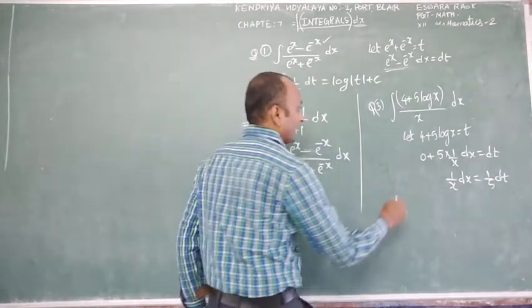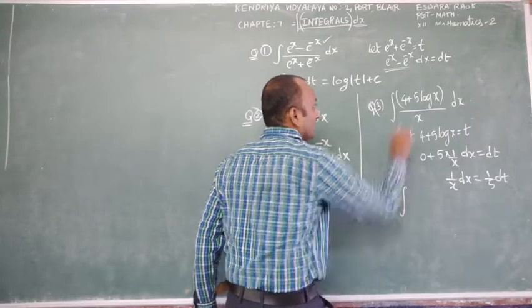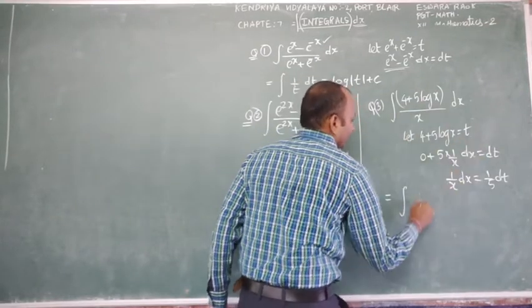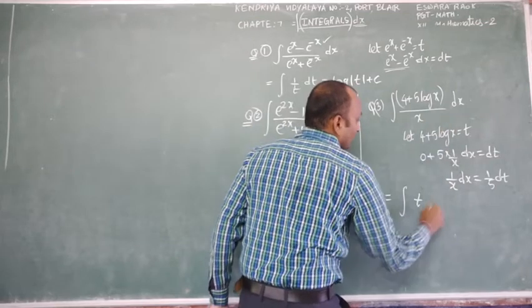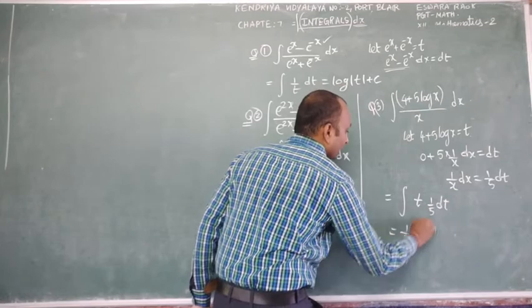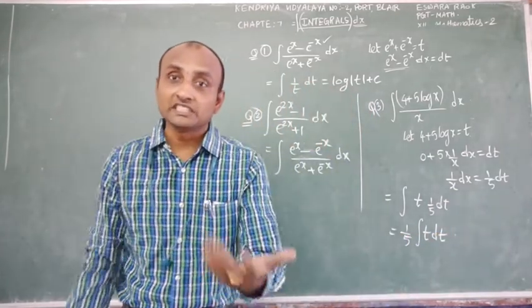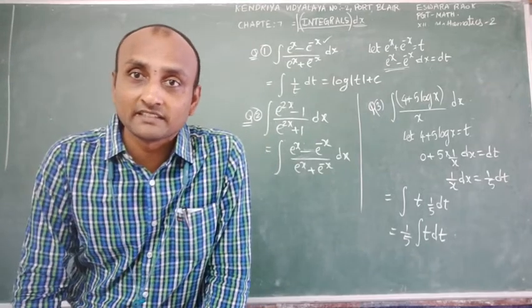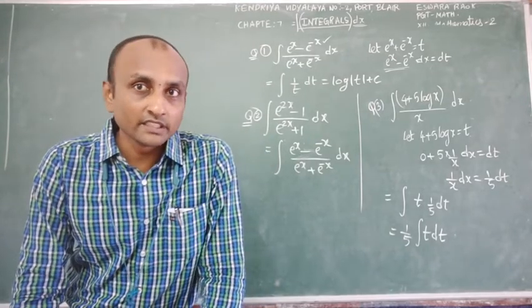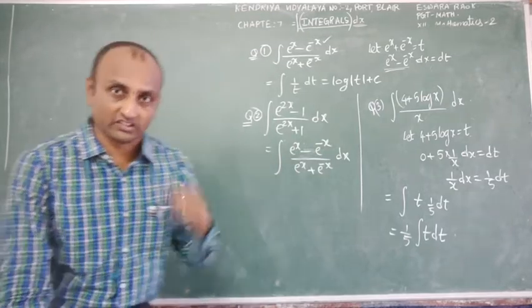So 1 by 5. Then immediately I can write the expression as integration of 4 plus 5 log x, which I keep as t, and 1 by x dx is 1 by 5 dt. So pull the constant outside: 1 by 5 integration t into dt. What is the integration of t dt? T square by 2 plus c. Integration of t dt is t square by 2 plus c. Got it or not? Right, one more question.